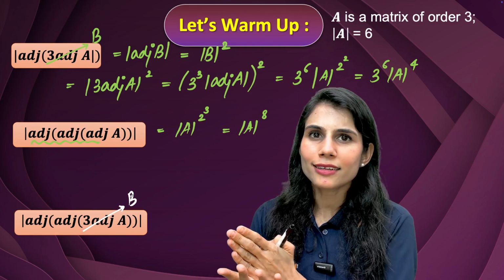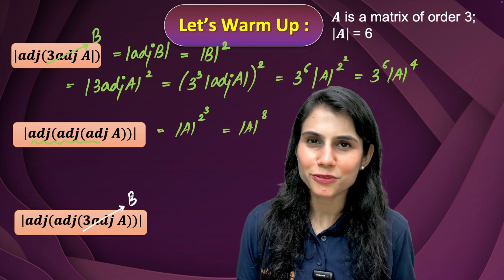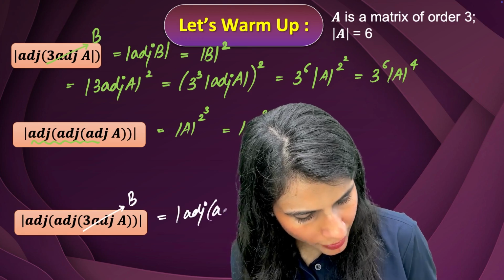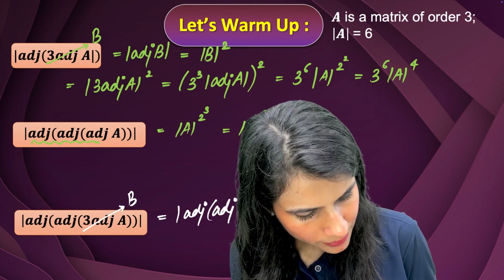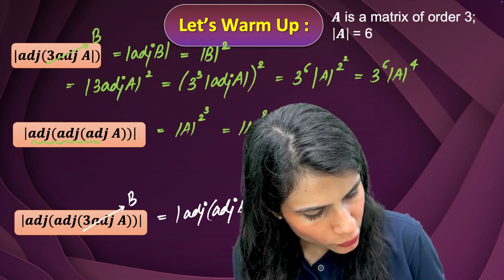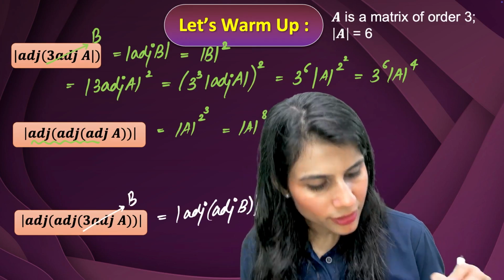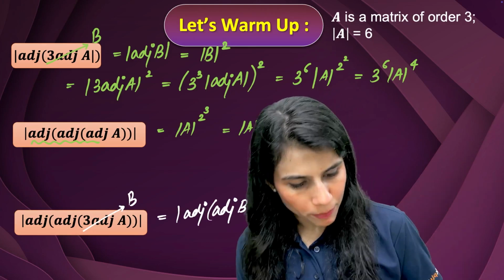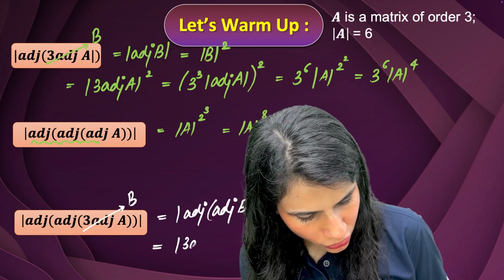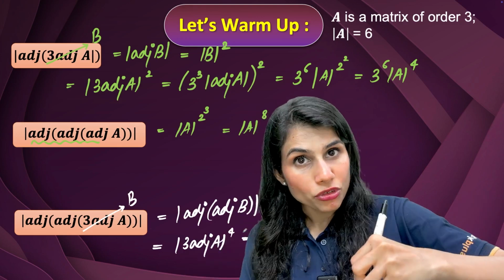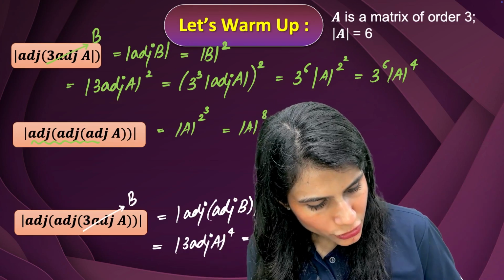And that much I think we mathematicians can very easily do. So this will become determinant of adjoint of B. This will give you determinant of B, the superstar property, determinant of B to the power n minus 1 square. So determinant of B to the power 4, but this is nothing but 3 times adjoint of A to the power 4. So 3 will come out 3 times, power 4 will give you 12.